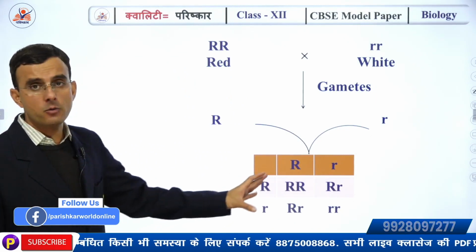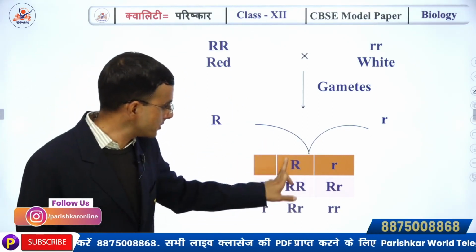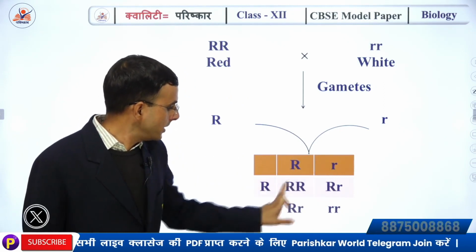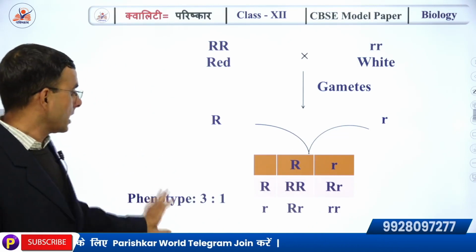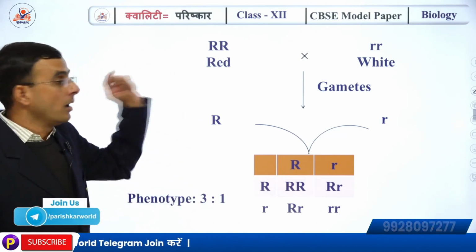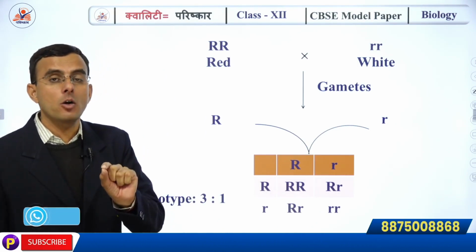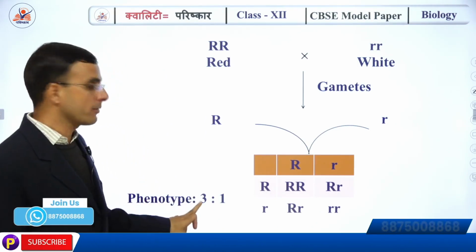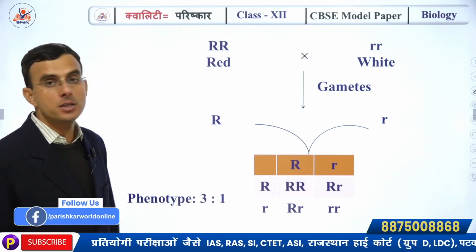Now after that, the progeny, the F1 generation, comes from these gametes. In this one we calculated the phenotype. In the first condition, where red is dominant over white, the phenotypic ratio is 3:1. 3 is red and 1 is white.